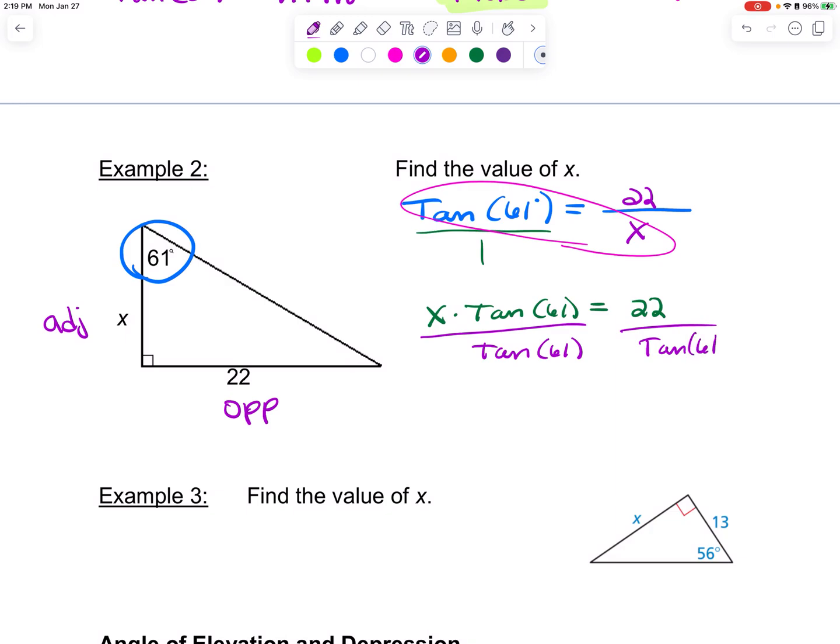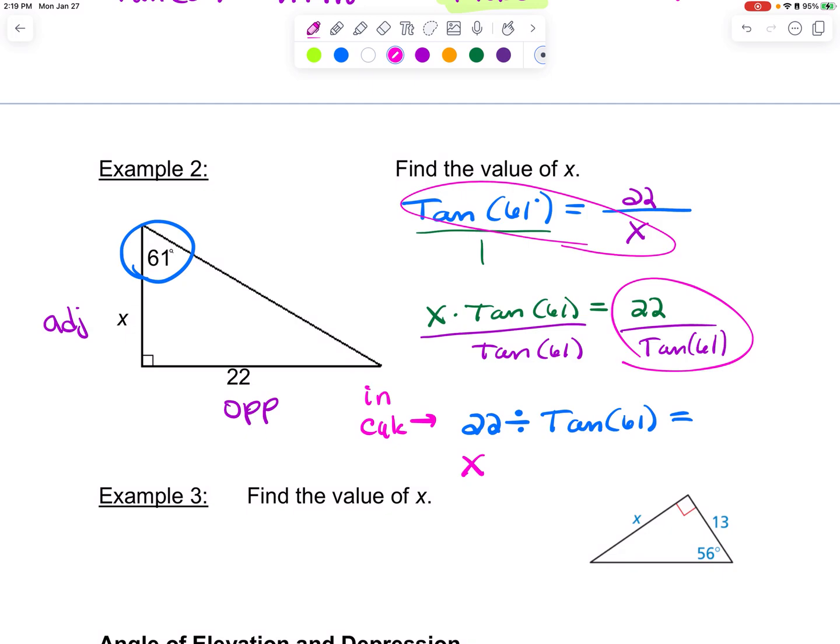Now how do you put this into the calculator? This is what you write. I just write it exactly as is: 22 divided by tan 61, and then hit the equal sign. And we're going to round to the nearest tenth. Make sure you're getting the correct answer. You should be getting approximately 12.19 units.